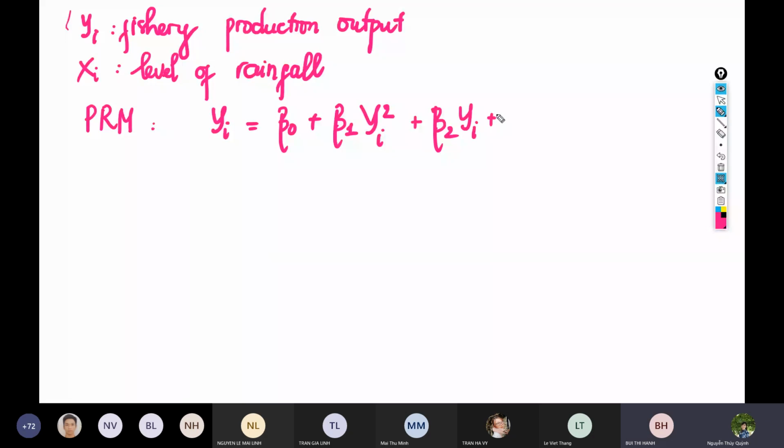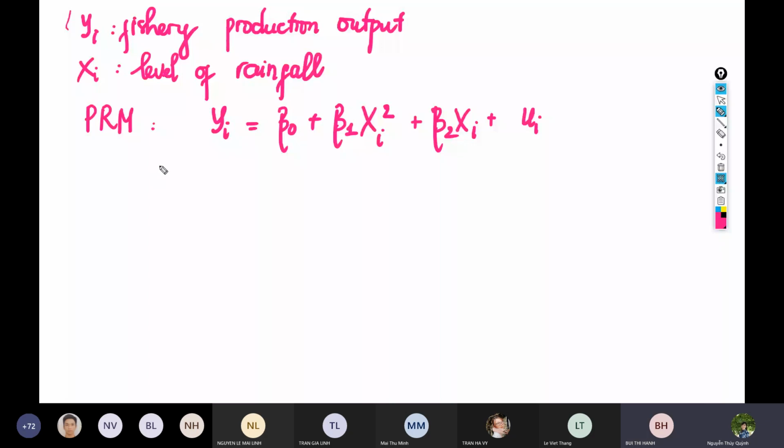Can you see my screen? No. Okay, so we have Xi here. I spoke wrong. Yes.